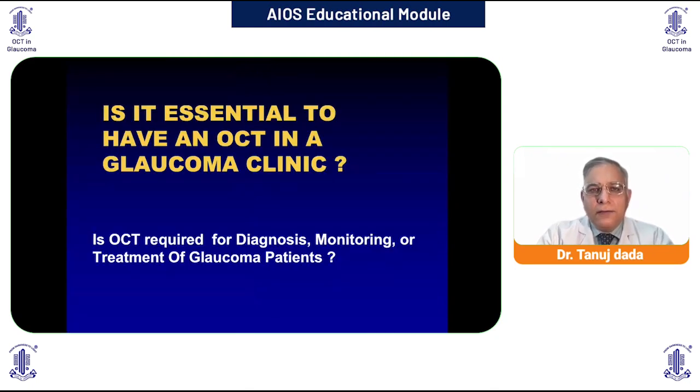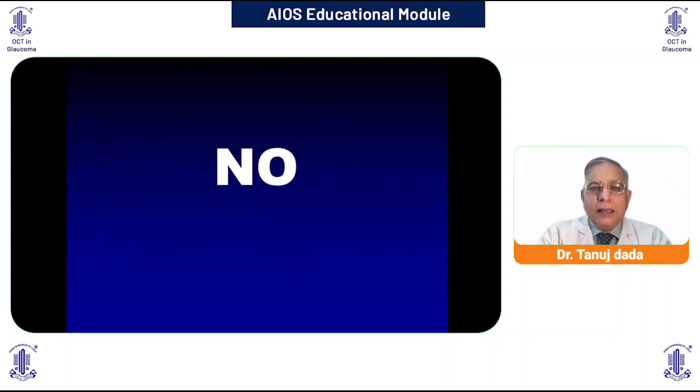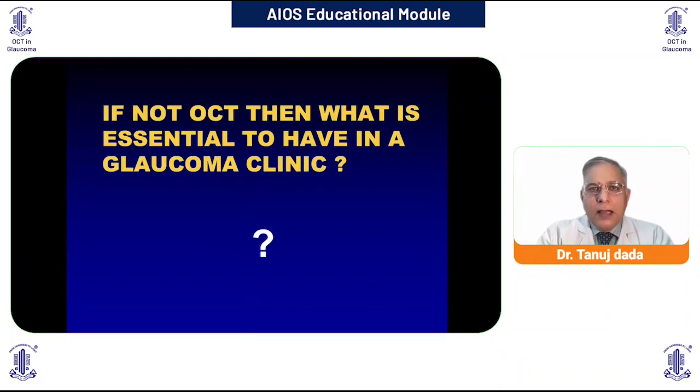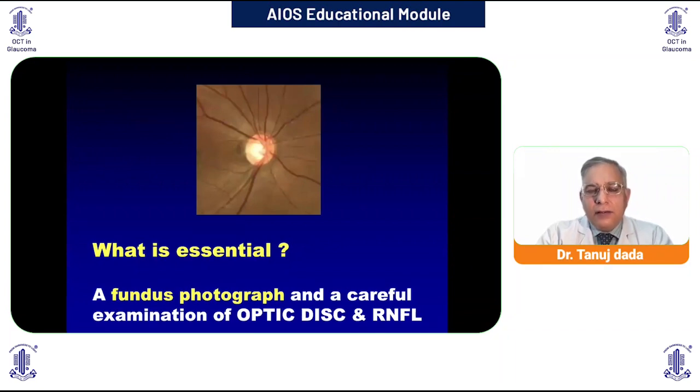So the first question is, is it essential to have an OCT in a glaucoma clinic for diagnosis or treatment of glaucoma patients? Well, the answer is no. The OCT is not an essential part of the glaucoma clinic. So what is important for the glaucoma clinic is to have a fundus photograph, a digital camera to document the optic nerve head and the retinal nerve fiber layer and carefully examine this. This is the most critical part of examination.